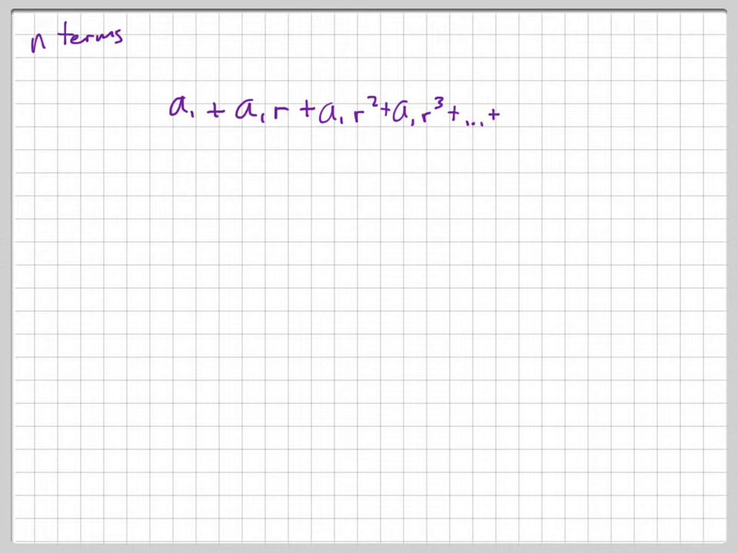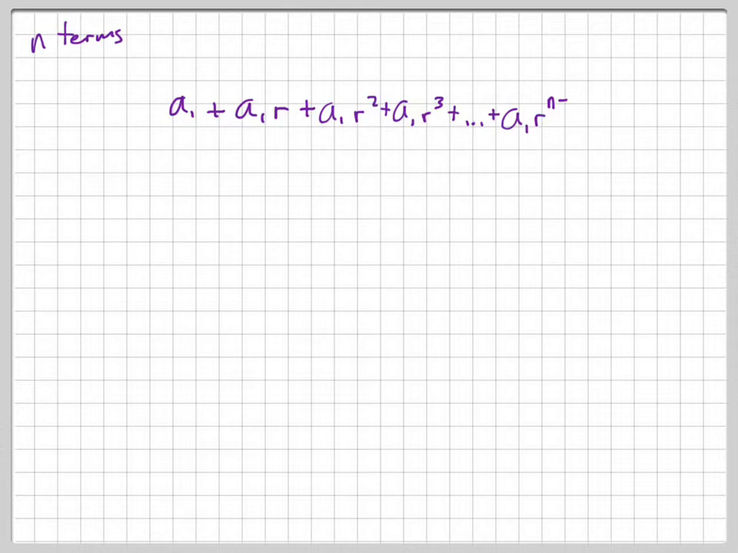That's like saying, if there were 10 terms, what would be the last term? What power would the last term be if there were 10 terms? Yeah, it would be 9, right? Does that make sense? The last power would be 9. But if we don't know that there's 10 terms, so I just say there's n terms, what would be your last term? n minus 1, right? So that means our second to last term would be a sub 1 r to the n minus 2.